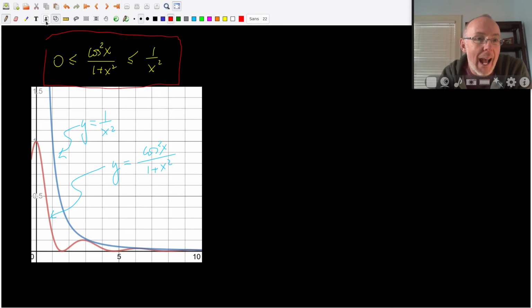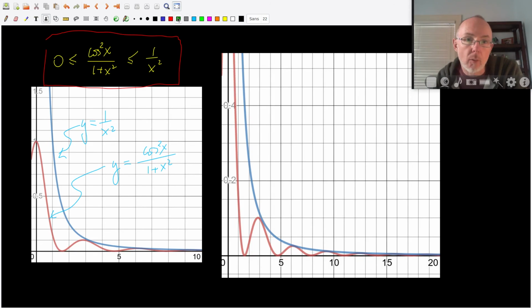If I zoom out a bit more, in a kind of weird way, I've zoomed out because I've made the x-axis bigger. This is now going up to x equals 20, but I've made the y-axis only go up to 0.5. You can see that this oscillation continues, right? It continues, and the red curve stays under the blue curve. That's what my little calculation here is doing.